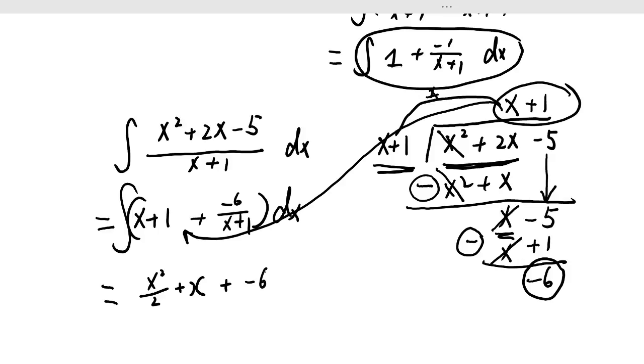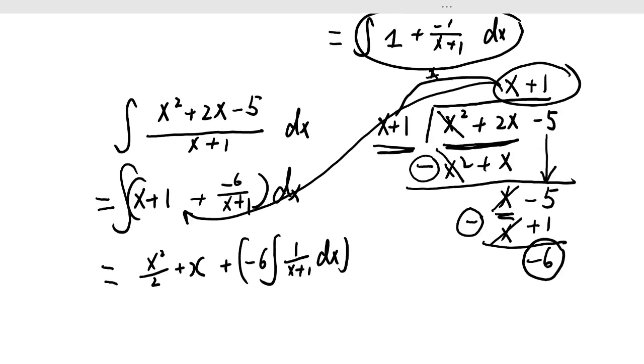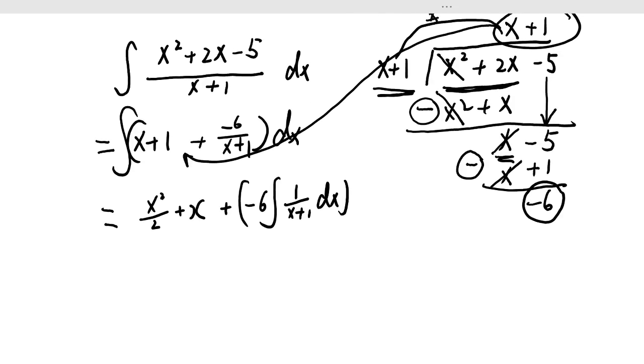I can put the negative 6 in front. Then I just do 1 over x plus 1. So this is going to give us a ln of x plus 1. I'm going to continue right here. I just copy it. That's x squared over 2 plus x minus 6 ln of x plus 1, plus c.